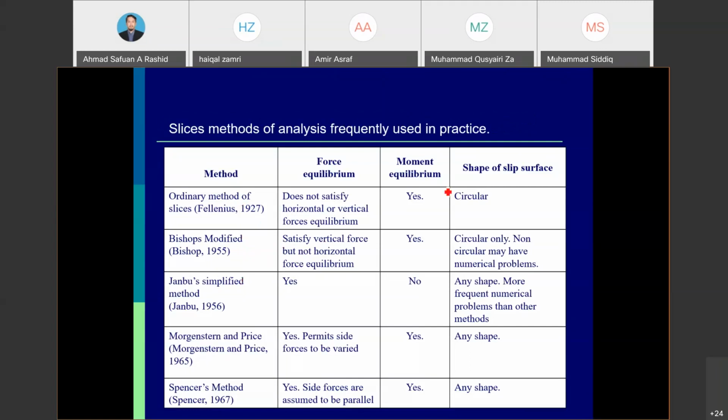So this is different type of assumption made by different researchers. From there they suggest what is the suitable shape that could be used. For example, for Fellenius, it's only for circular type of failure. However, for universal methods, we suggest to use Morgenstern and Price, and also the Spencer method. So it can cope with any shape.